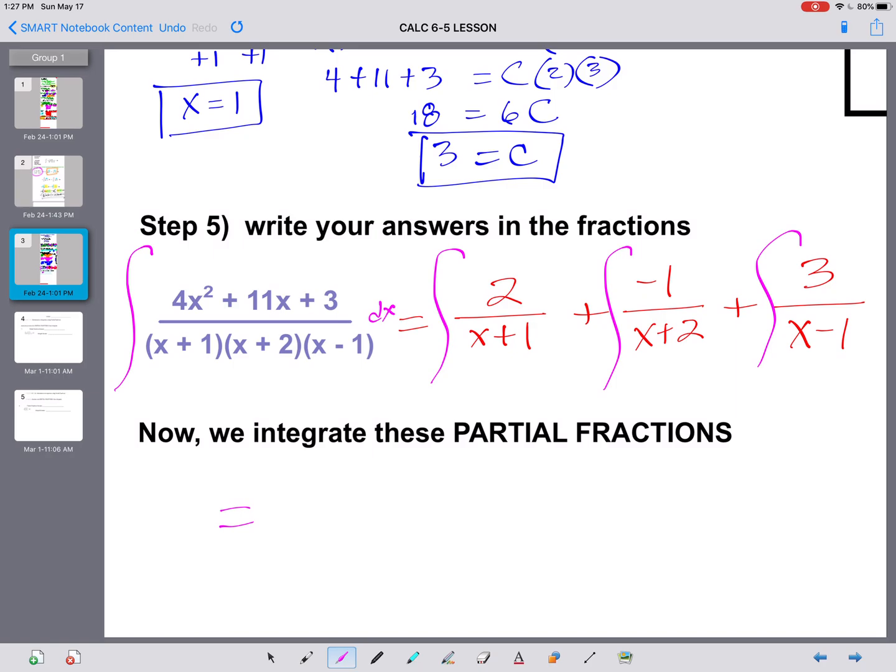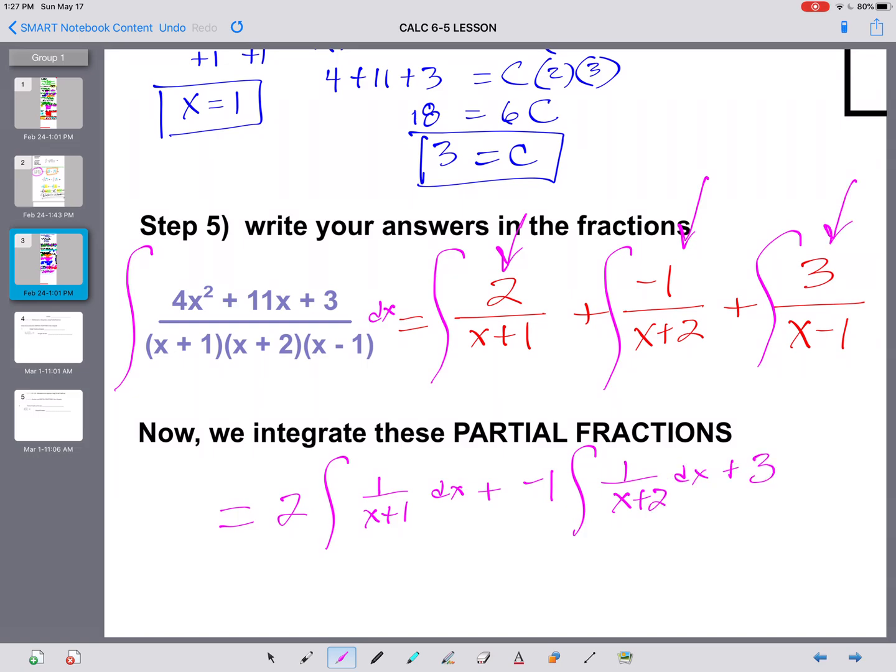First of all, the 2 right here comes down in front, and I have the integral of 1 over x plus 1, we'll put a little dx. Plus, this one here comes down in front, -1 integral 1 over x plus 2 dx. This one right here comes down in front, 3 integral 1 over x minus 1 dx.